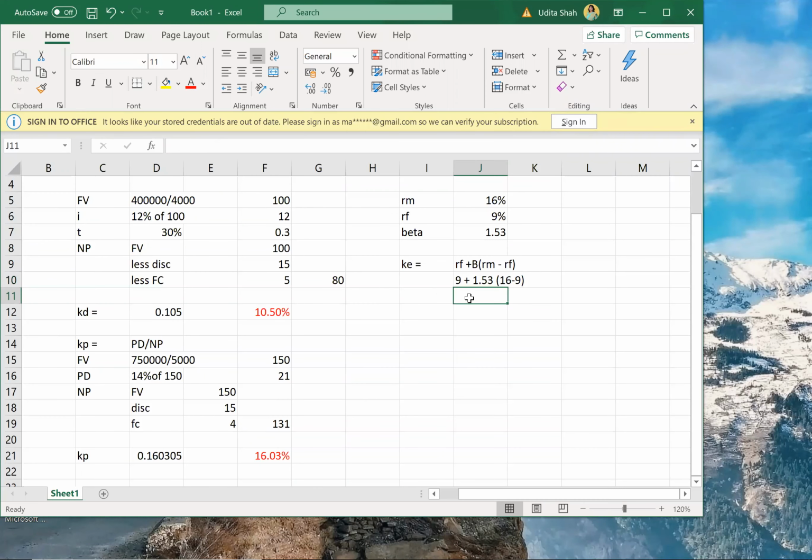Correct? So that will be 9 plus 1.53 into 7. What happened? See if you are getting K equal to 19.71. Okay, so that is the answer for K.